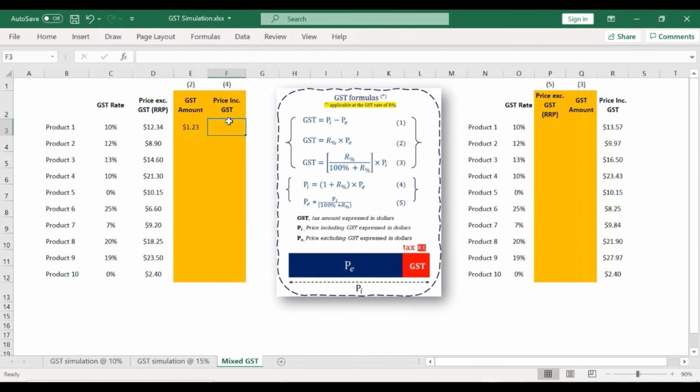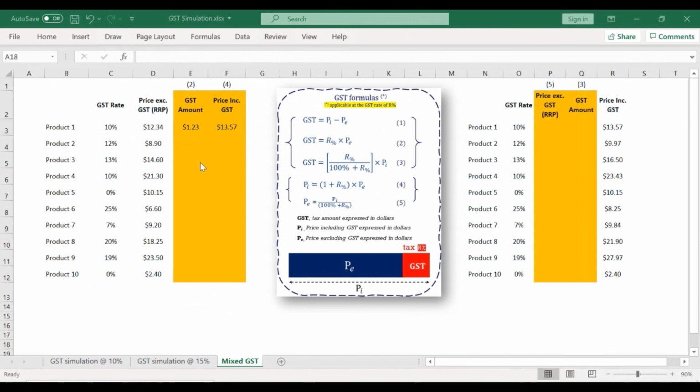For the price including GST, there are many ways of calculating it. Let's say, for example, I'm going to use equation number 4. Again, it's equal, then we open the bracket, and then we have 1 plus the rate itself, which is cell C3, and then we close the bracket. So remember to open and close brackets. The whole thing is multiplied by the price excluding GST, which is D3. And by doing that, I get $13.57.